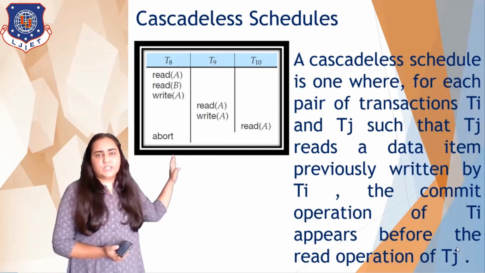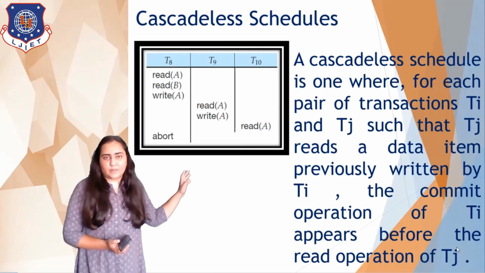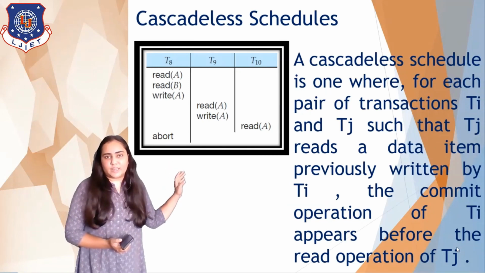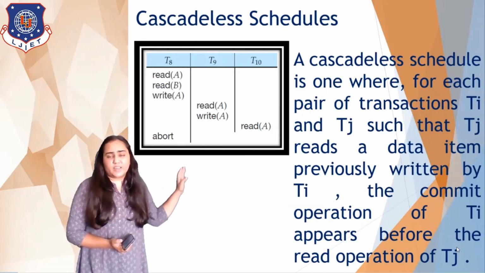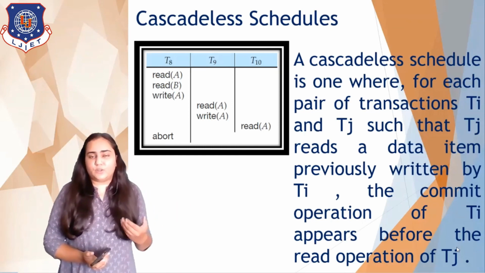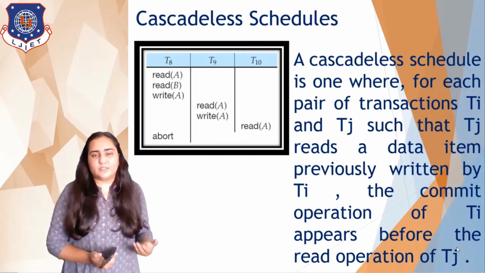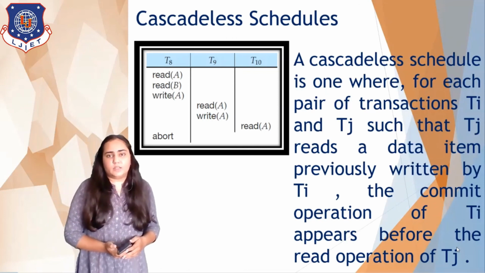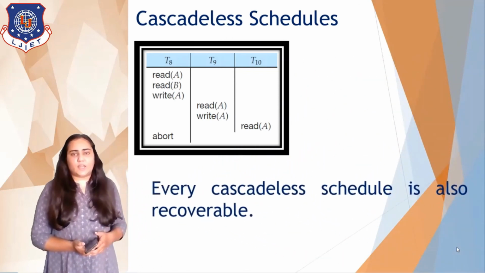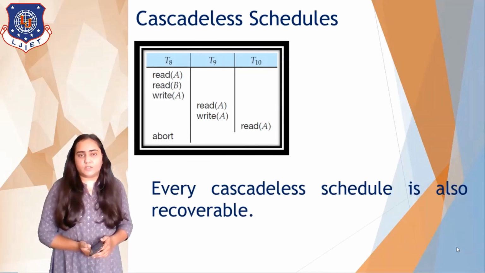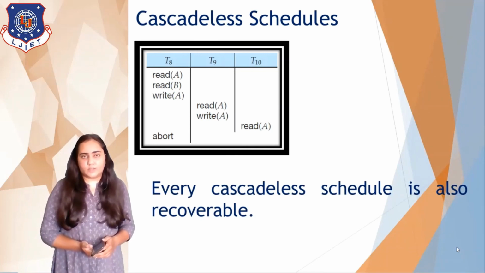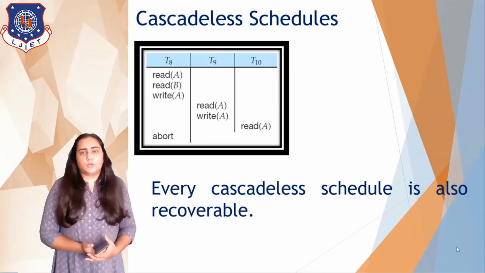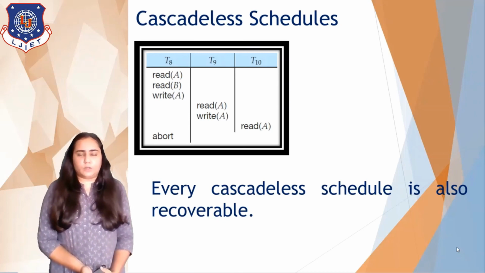And if T10 wants to read the data item A, it should read it only after T9 has committed. So that is how you can ensure that your schedule becomes a cascadeless schedule. And it's needless to say that every cascadeless schedule is also a recoverable schedule. So that's what you can know.